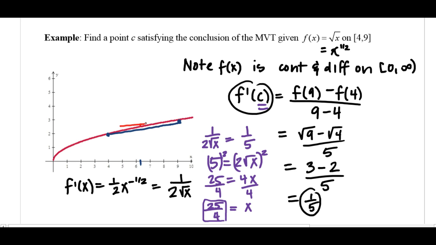If I were to do that, and try to make it so they look parallel, they would have to be parallel lines. So the slope of the tangent line at 6 1/4 has to be the same as the slope of the secant line that goes through 4, f of 4, and 9, f of 9. So in this case, we actually could find that C value that was guaranteed by the mean value theorem.